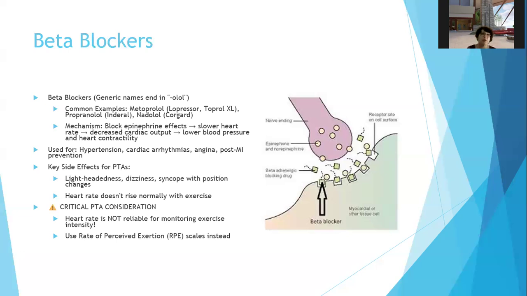The other thing with beta blockers is the heart rate doesn't rise normally with exercise. So heart rate is not a reliable monitoring tool for exercise intensity. You need to teach your patient to use the rate of perceived exertion scales instead. That's really important for beta blockers. And I could see a question like that showing up, where patients on beta blockers, what do you need to do to monitor exercise intensity? That would be a good question.